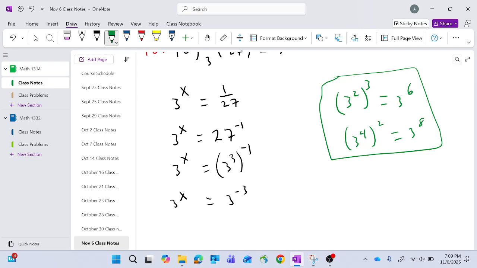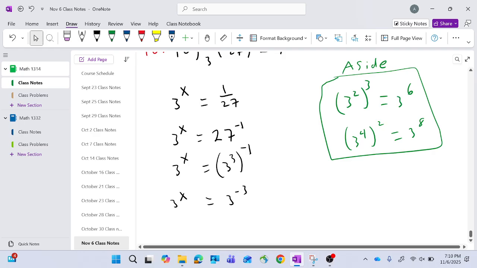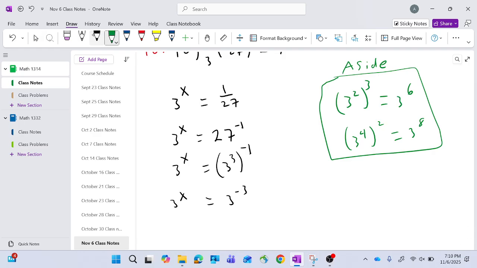Yes, you have 3 to the third to negative 1, right? So that is 3 times negative 1, or negative 3. This is more of an aside. I'm kind of just showing y'all how that rule works. That's it. Everyone up to here will be fine. So x is negative 3.